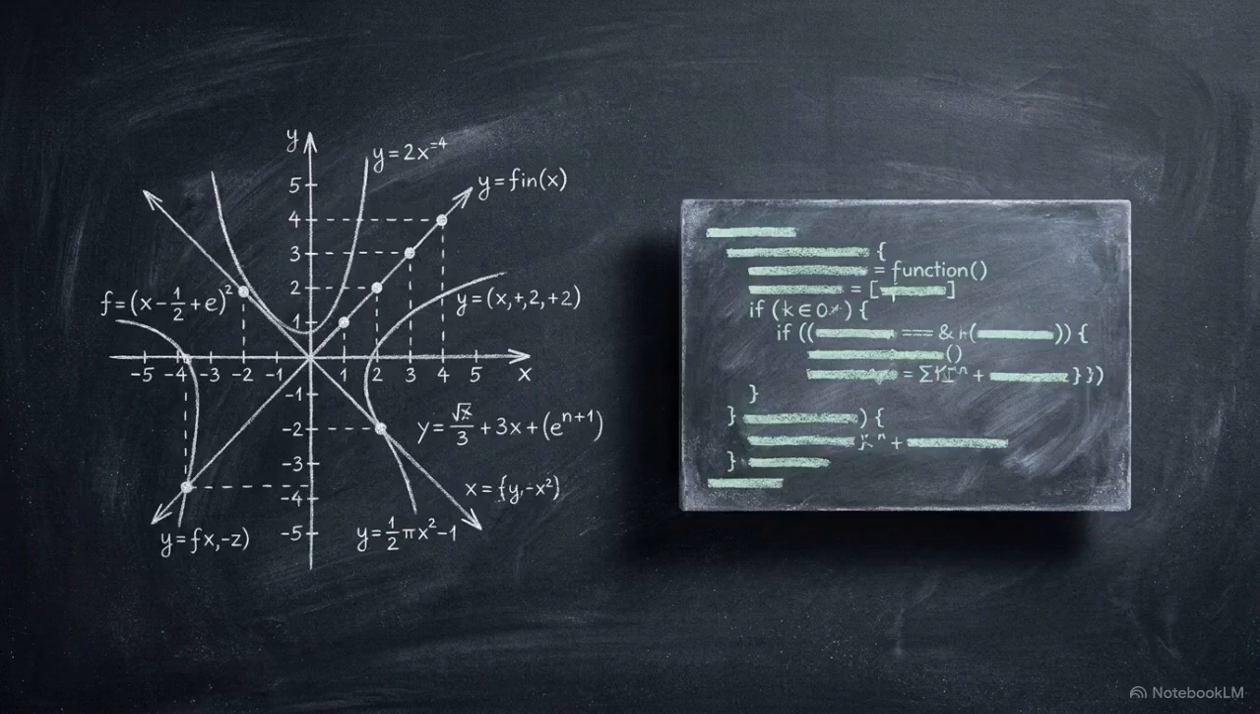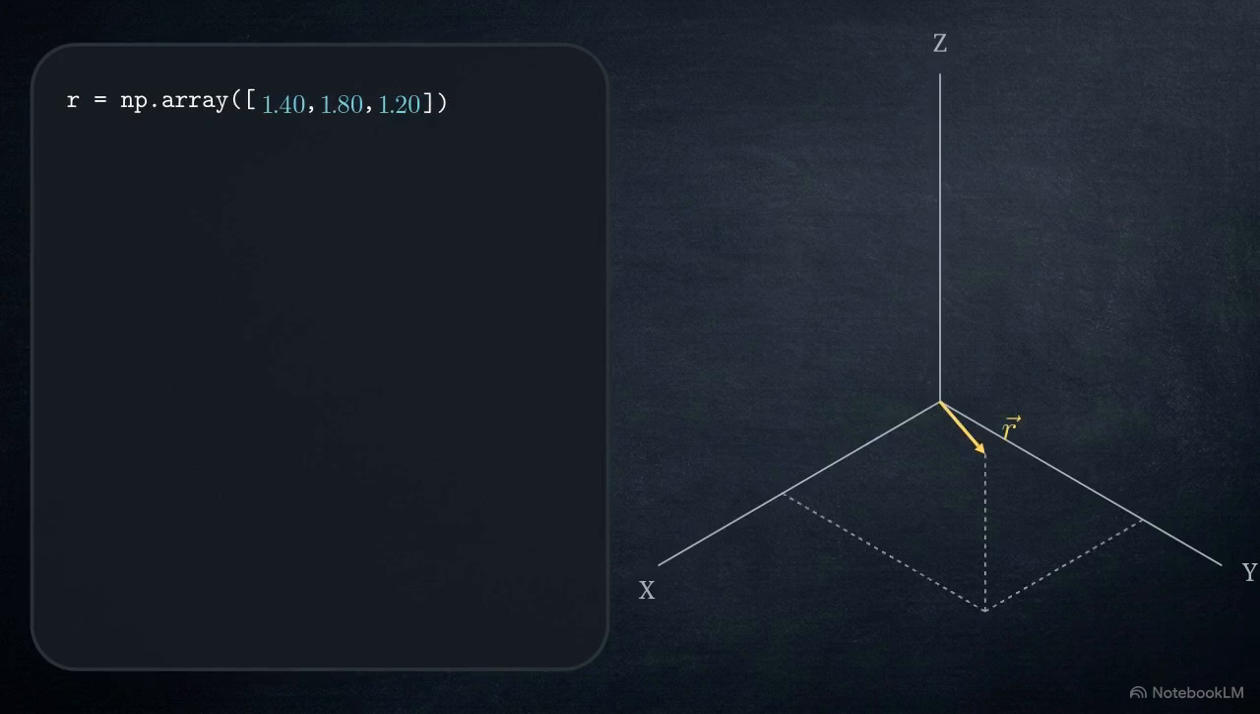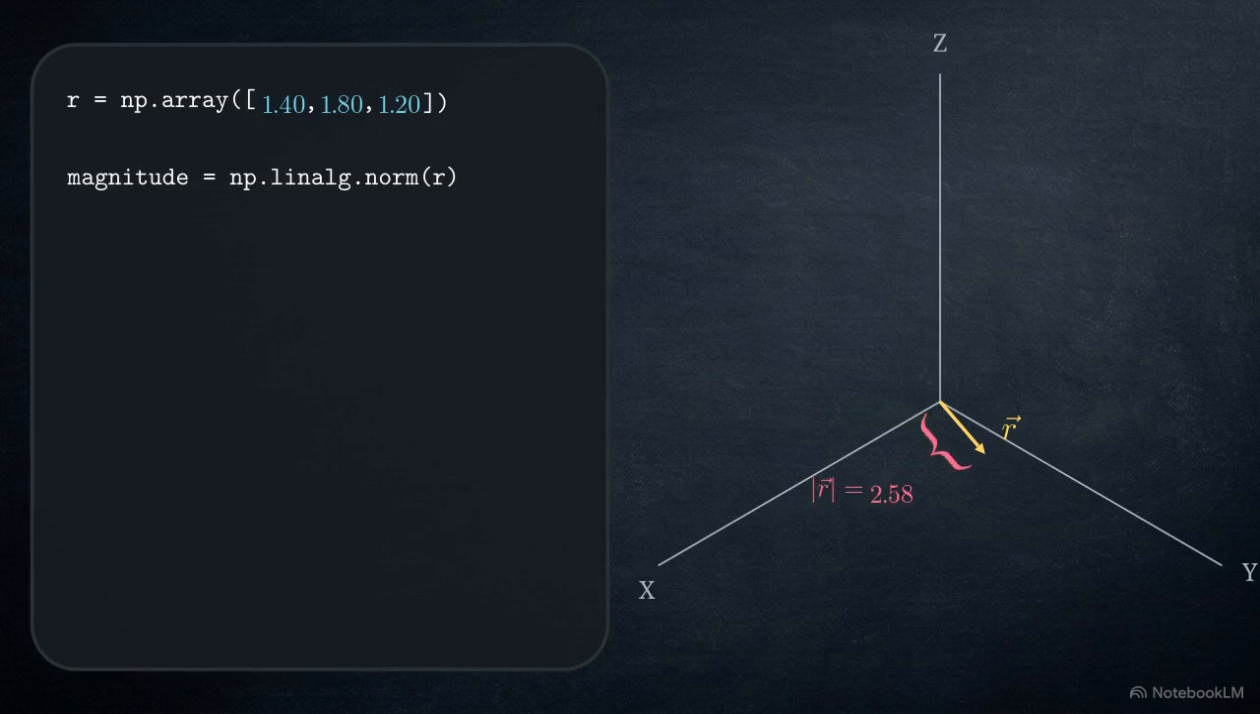Applying these concepts requires translating the geometry into a programmable format. We store spatial coordinates in software using a 1D NumPy array. This array represents the vector's position in the coordinate system. The code uses the linalg.norm function to calculate the Euclidean distance, providing the magnitude we need for normalization. Dividing the coordinate array by this magnitude algorithmically strips away the scale.